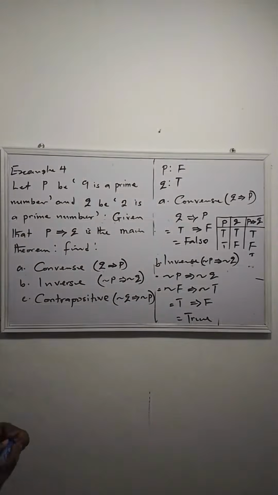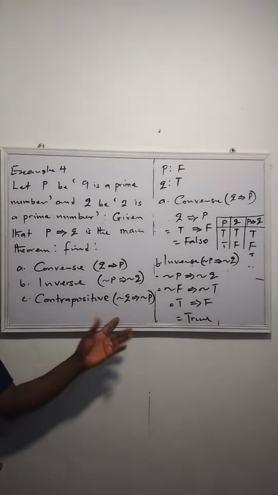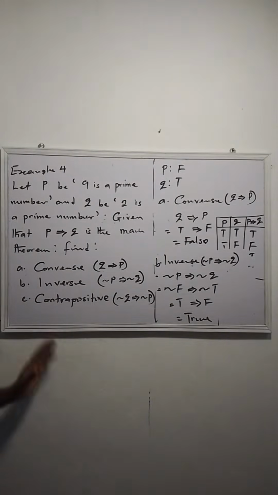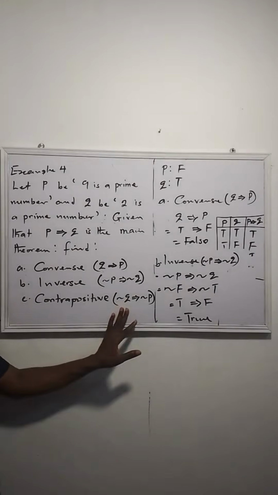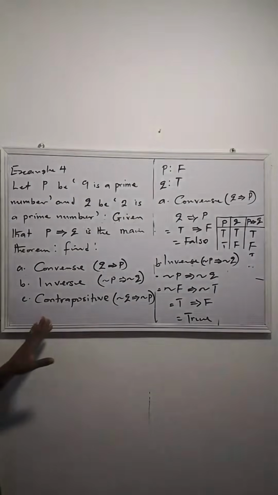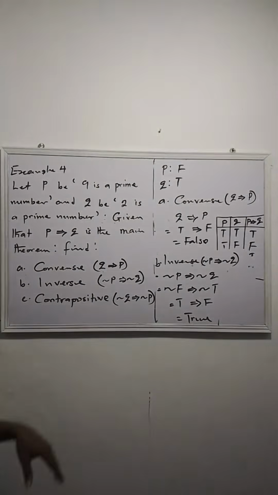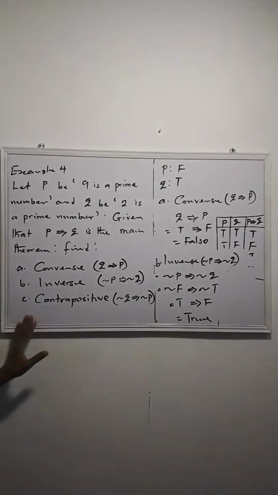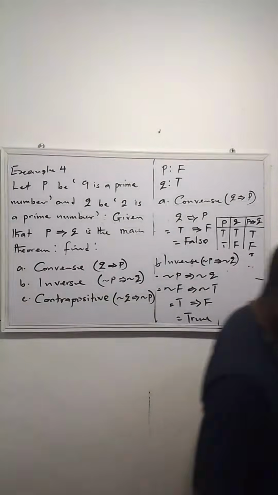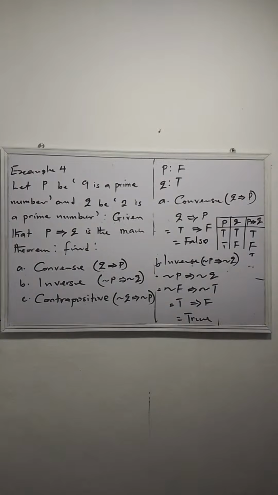Now let us look at the last one. I want you to try the last one and give me the answer to the problem. Contrapositive. What is going to be your answer? Making use of the table I've given you earlier, find the value for the contrapositive. What's the answer to that problem? If you have your answer, drop it in the comment section now.